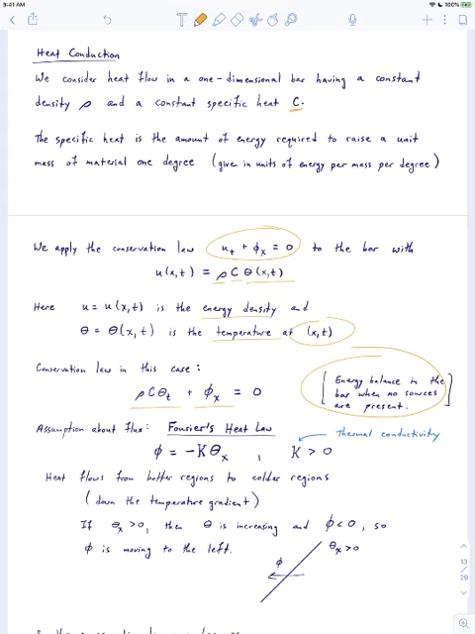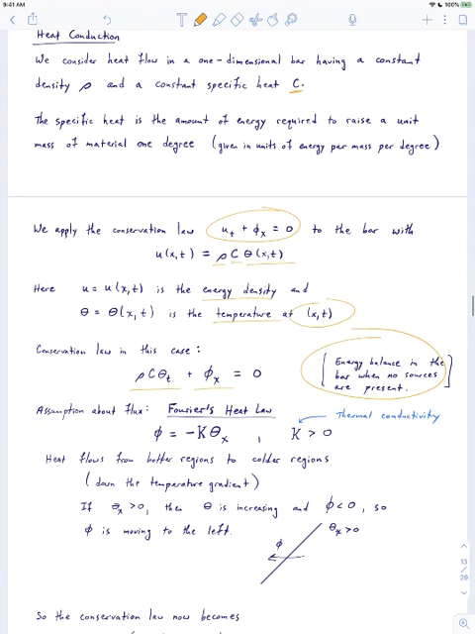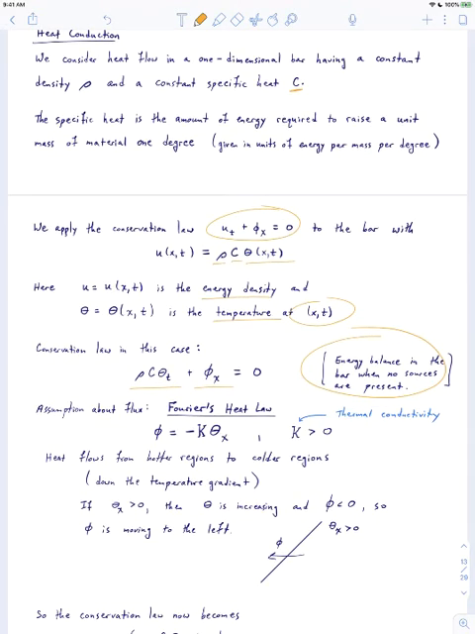Now we make an assumption about the flux. This is known as Fourier's heat law. And what does it tell us? It tells us that the flux phi is equal to negative K times theta sub x, where K is some constant called the thermal conductivity. This is a capital K. So Fourier's heat law tells us that the flux is proportional to the derivative of the temperature with respect to x, where our constant of proportionality is negative K.